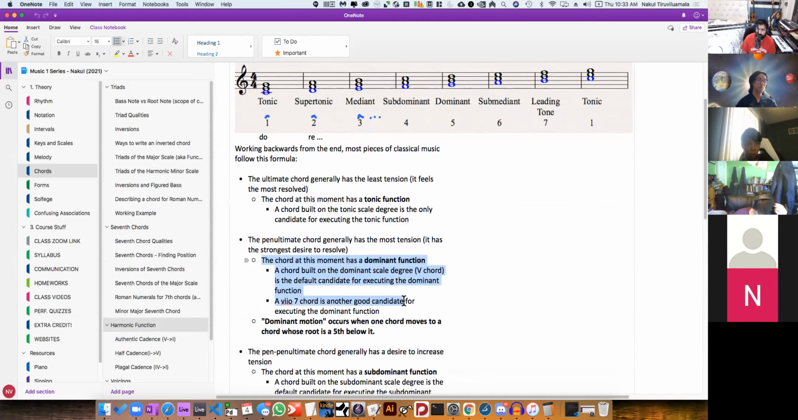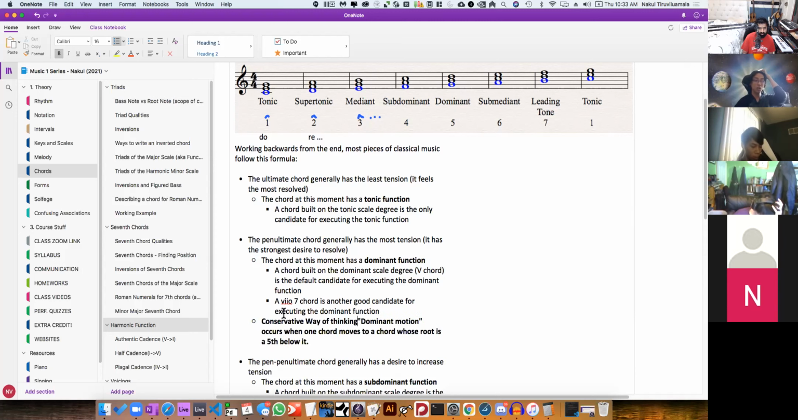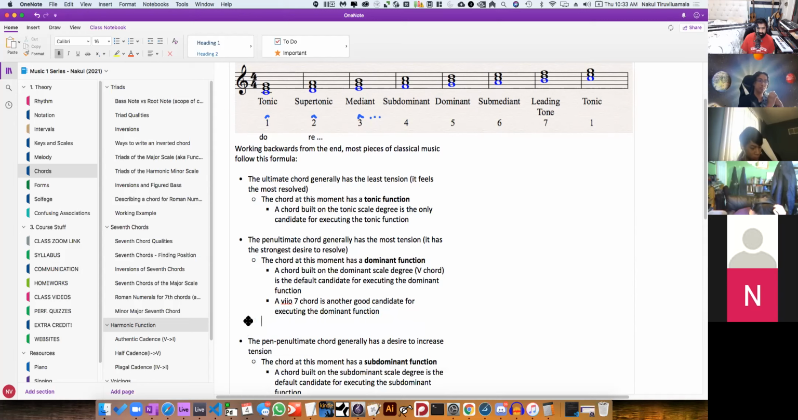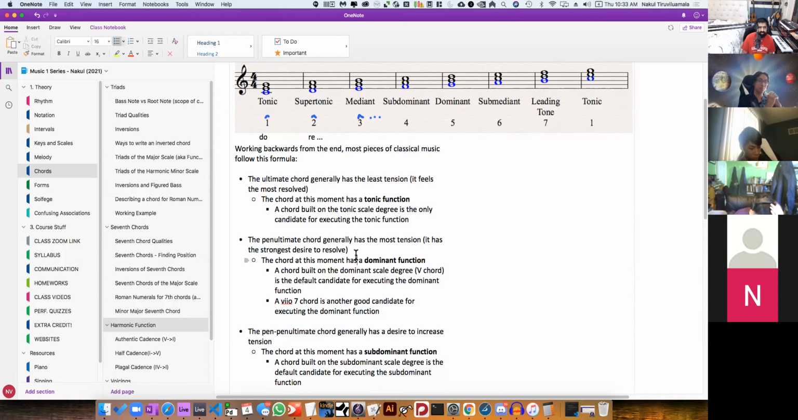That is the most conservative way of thinking about the dominant function. The way I've described it here is more of an abstract way of thinking about the dominant function. It's useful to think about it in the abstract when we get to other instances of this.